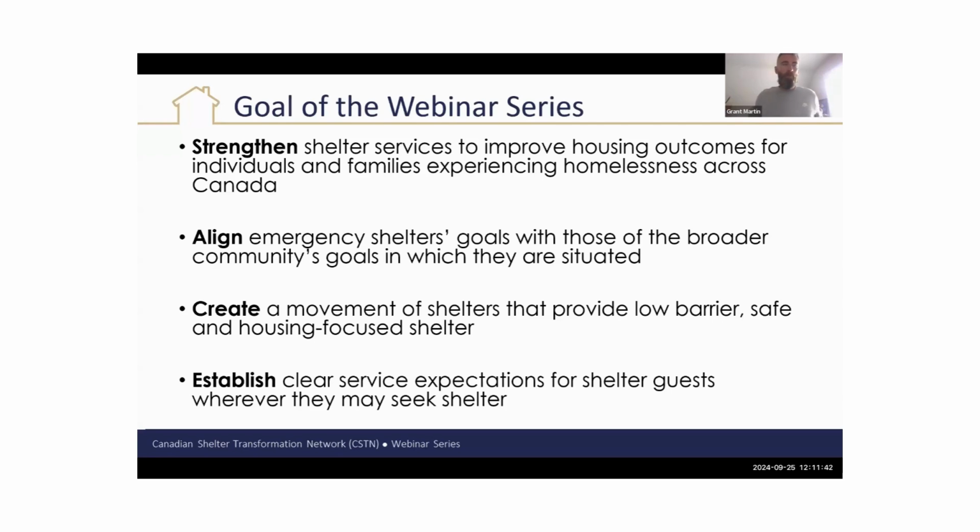So that hopefully, as a country and shelter operators across the country, we can establish really clear service expectations for our shelter guests when they come to seek shelter. It also allows us to develop some consistency around how we deliver services, so that no matter where someone goes looking for shelter, whether it's in Windsor, Ontario or St. John, New Brunswick, there's some consistency around the level and type of support that they will receive when they're there.